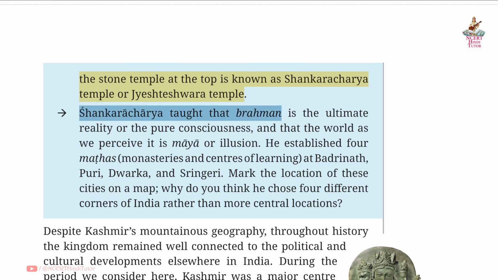Shankaracharya taught that Brahman is the ultimate reality or the pure consciousness, and that the world as we perceive it is Maya or illusion. He established four mathas, monasteries and centers of learning at Badrinath, Puri, Dwarka and Sringeri. Mark the location of these cities on a map. Why do you think he chose four different corners of India rather than more central locations?